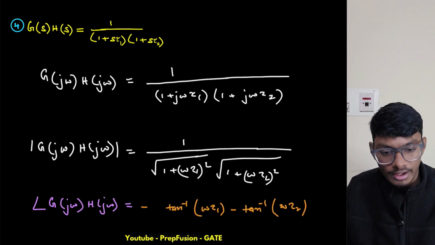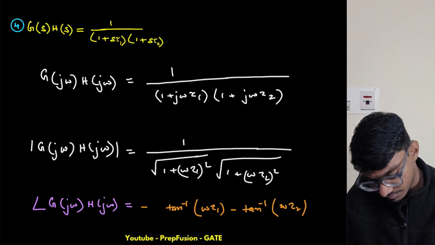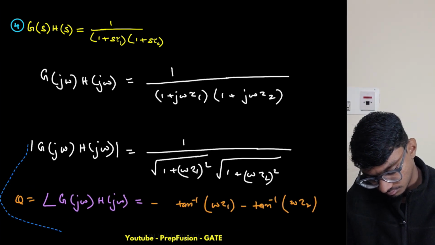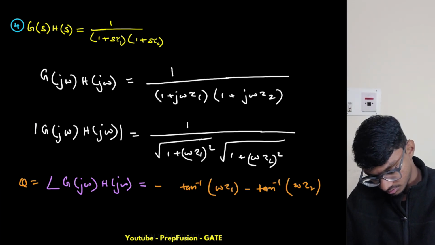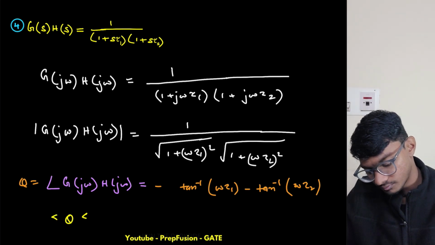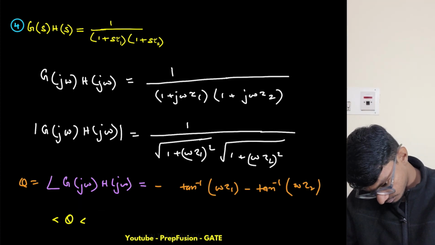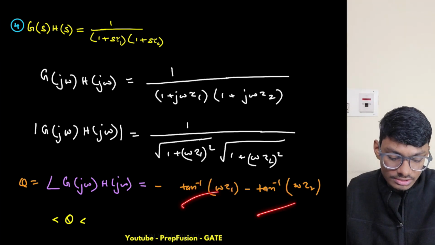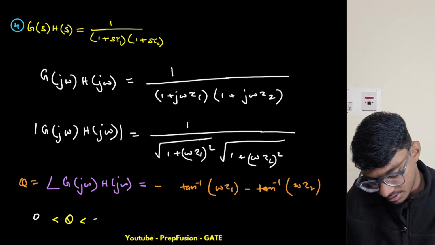So what is the minimum angle here? If I write this one as theta, what is the range of my theta? If I put omega equal to 0, what do I see? Always put the critical points. If omega equals 0, this becomes 0. And if omega is infinity, this becomes 90, this becomes 90, and plus minus 180. So my theta is varying from 0 to minus 180 itself.